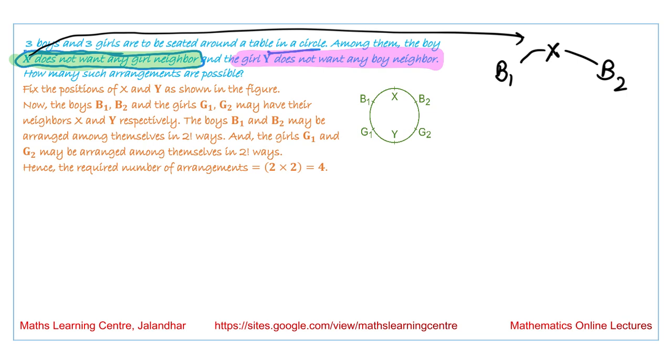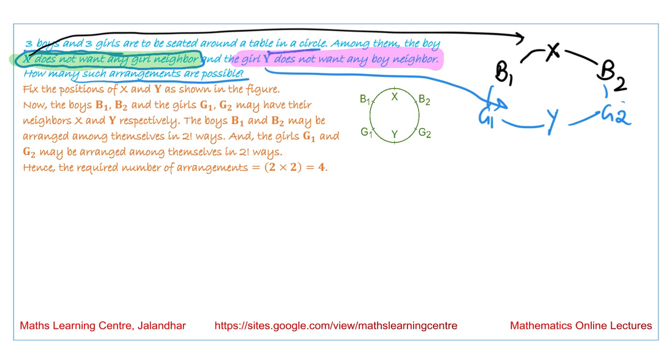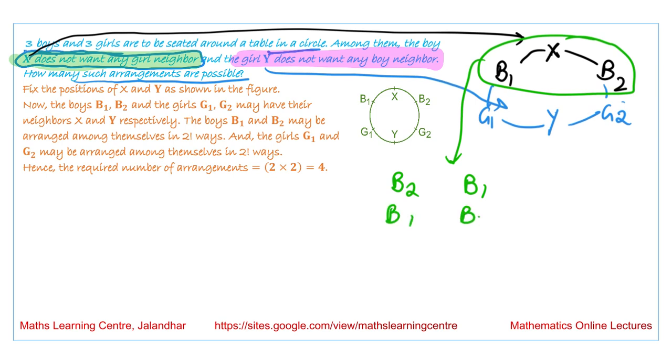And for the girl Y, on both sides of this girl it should be girls, G1 and G2. We are talking about this case. It is being asked how many such arrangements are possible. If we look at the first condition, on both sides there are 2 arrangements: either boy 2 and boy 1, or boy 1 and boy 2, with X in between them. So the number of arrangements we have in this way is 2.